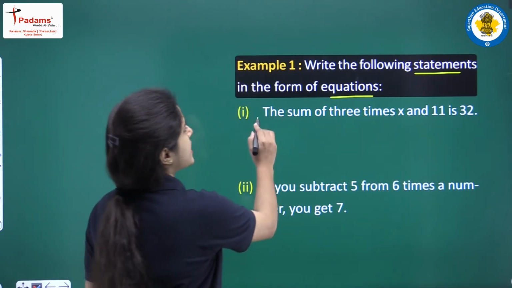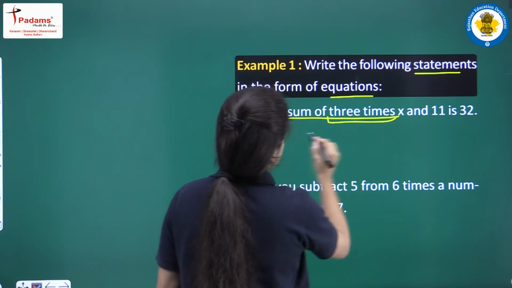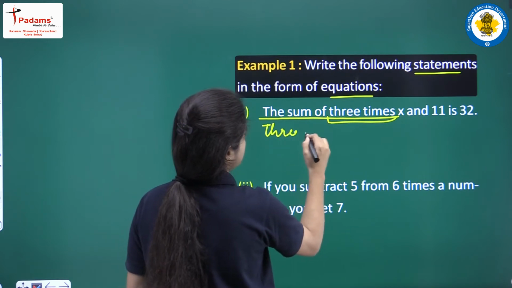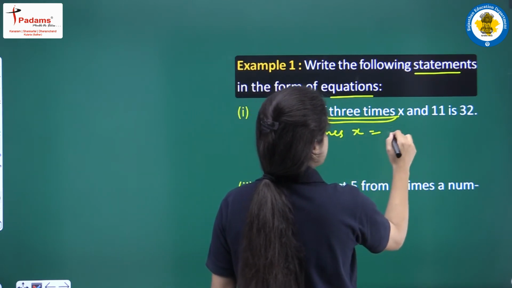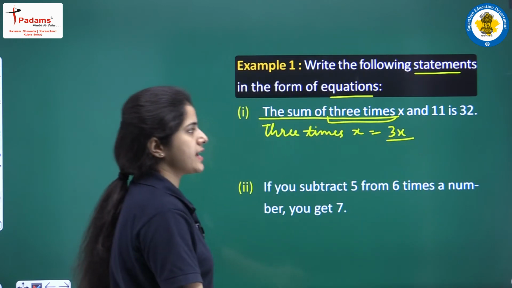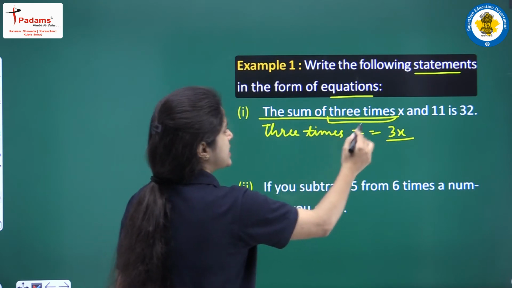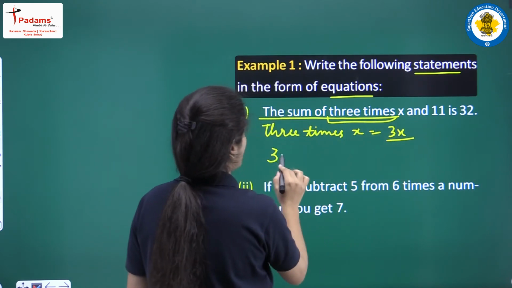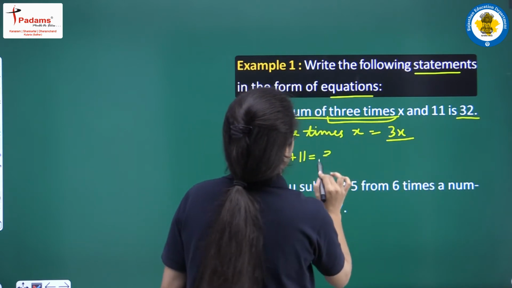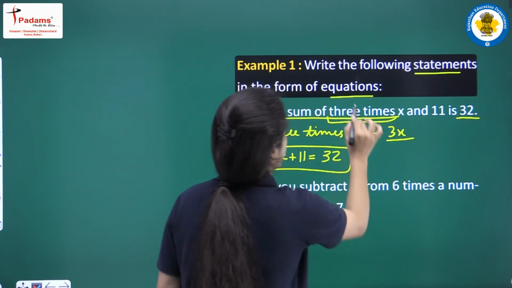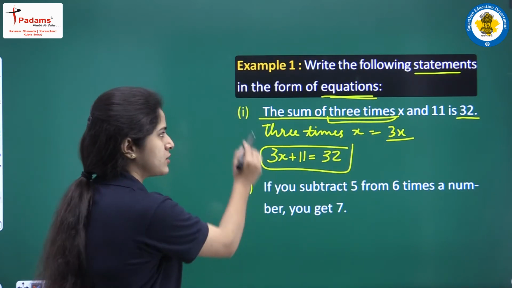The sum of 3 times x. 3 times x is 3x, right? And what is the statement? The sum of 3 times x and 11. So 3x plus 11 is equal to 32. So basically students, this is the equation of this statement.